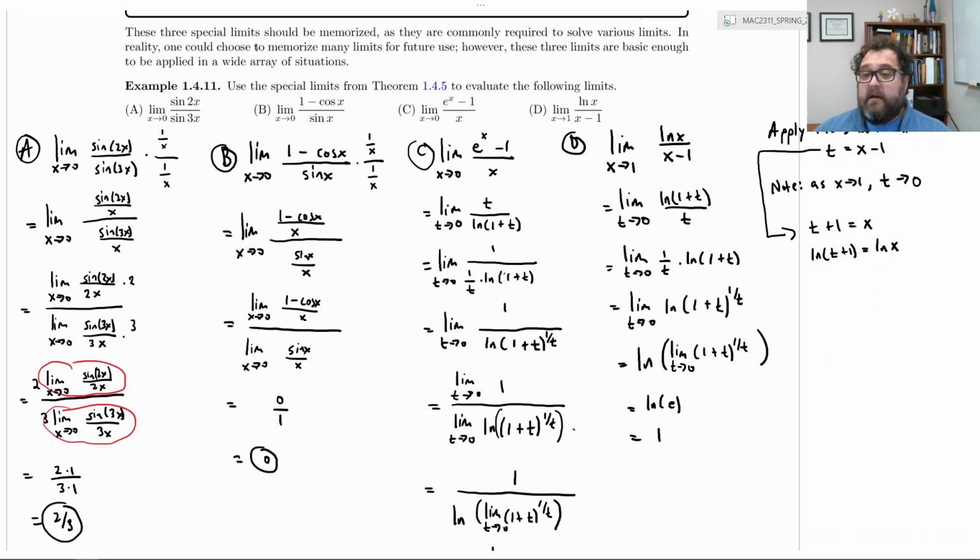So, a couple tough examples, a couple medium examples. I think this is good. So in the next video, we'll talk some more about limits.